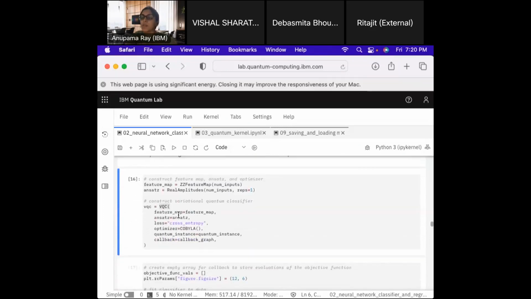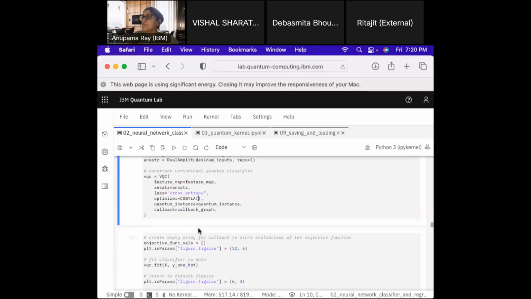All you need to implement a VQC is just these two cells. So you have a VQC class, you pass the feature map, ansatz, you pass what is the type of loss function, you can define your own loss functions as well, and you pass what is the name of the optimizer that you wish to use. Here you can also give something like max iteration equal to say 100, 200, whatever number of iterations within this algorithm that you wish to do, right?